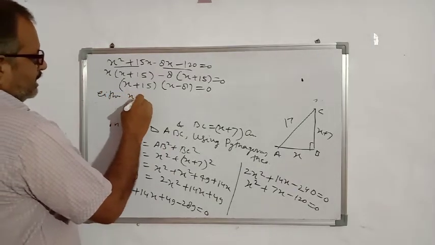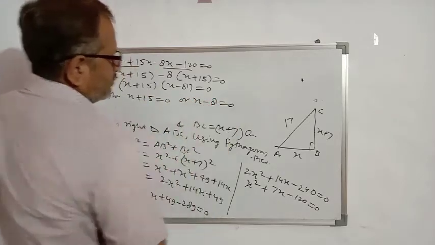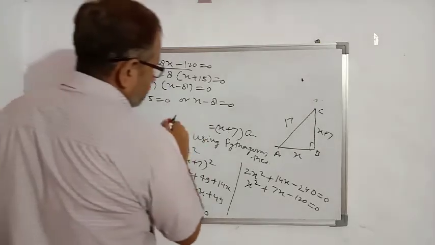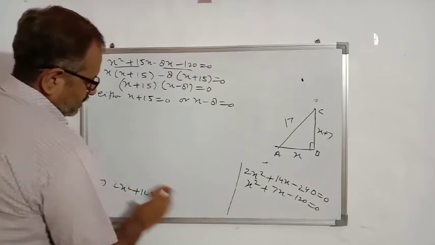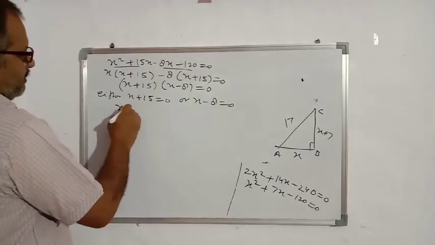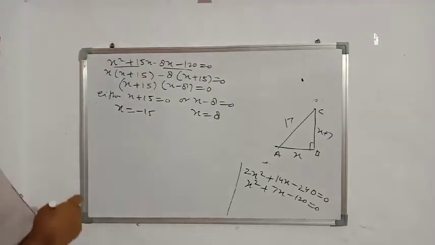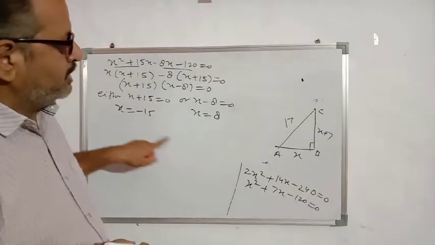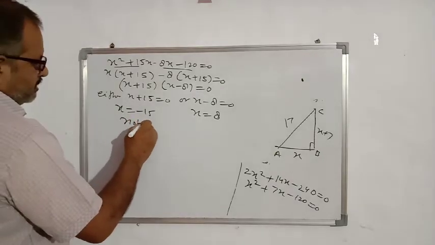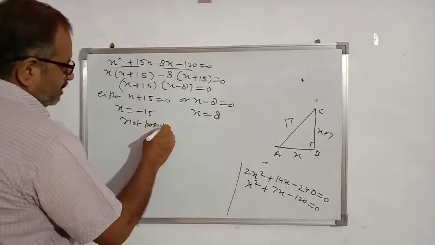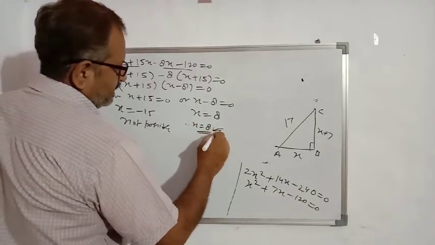Either x plus 15 is equal to 0 or x minus 8 is equal to 0. So it will give x is equal to minus 15 and x is equal to 8. x is equal to minus 15 is not possible because the length of the sides cannot be negative. So therefore, x is equal to 8. We can take the value of x as 8.